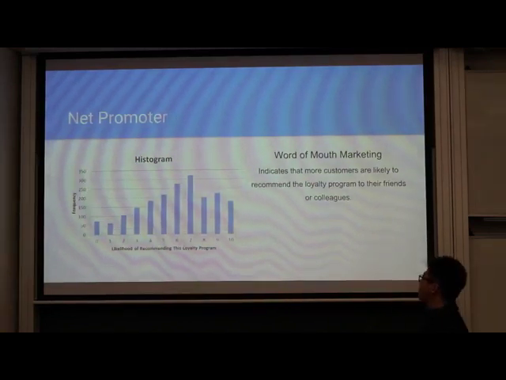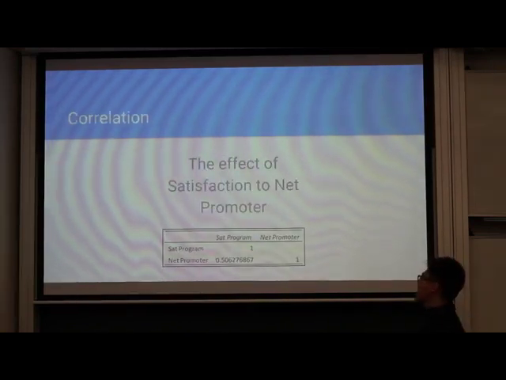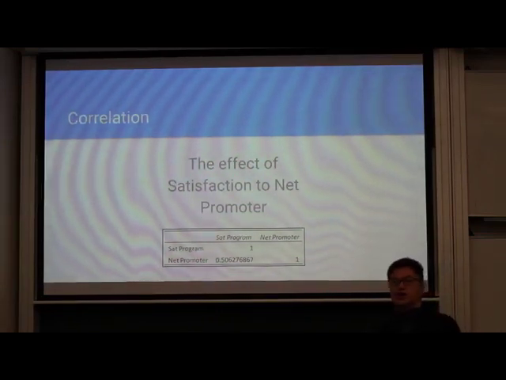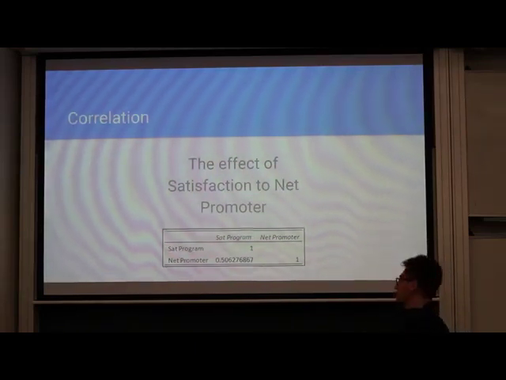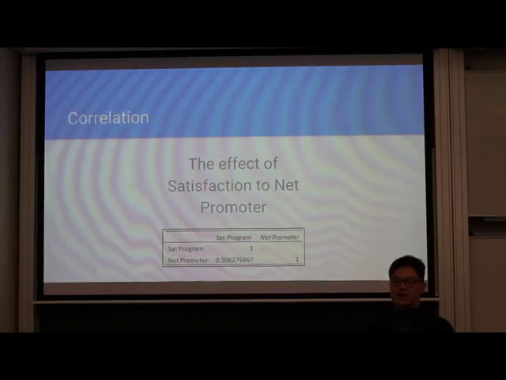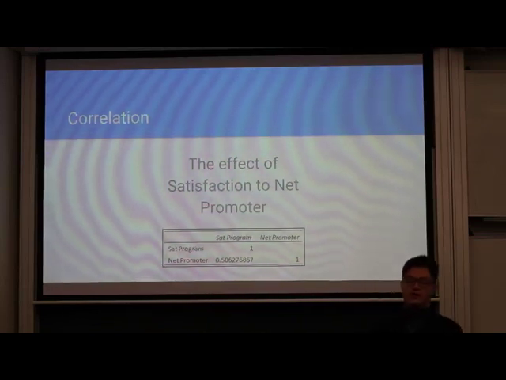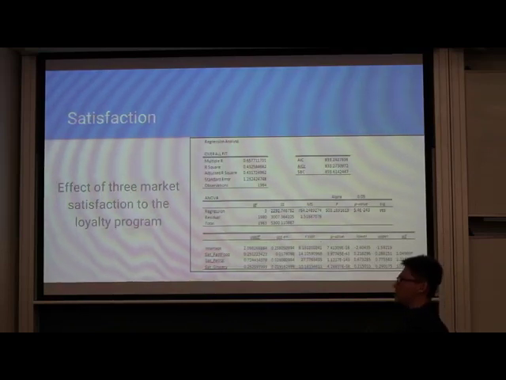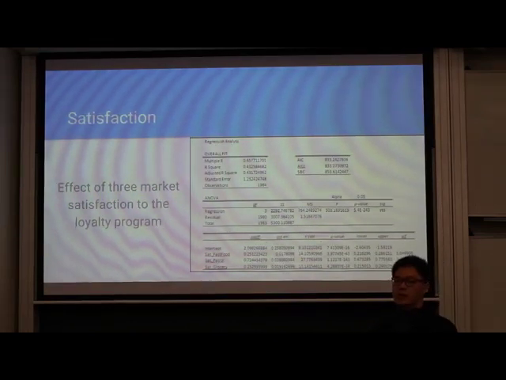Next, we have correlation. Here we have the effect of satisfaction on the net promoter. As per our research, we found that we have 0.506 correlation between the satisfaction with the program and the net promoter, which means that satisfaction can affect the net promoter level. Next, we have the satisfaction and the regression analysis for this market from petrol, groceries, and fast food.